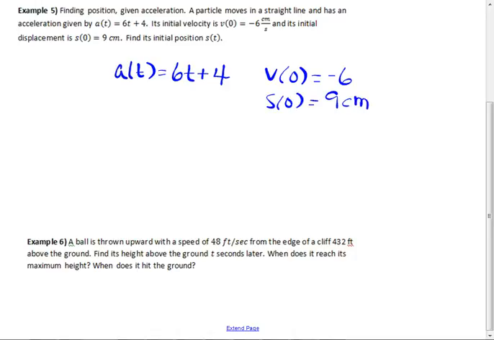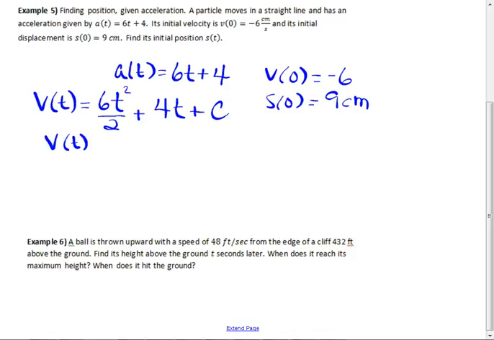Well, v of 0 is just really the first derivative, and you're given the second derivative. So to find v of t, we are going to find the antiderivative. So it's 6t, what's going to happen to t? Squared over 2 plus 4t plus some constant. Now, some of you want to use falling body, but that's only true if you have a constant acceleration. If you don't have a constant one, which we don't, then we have to do it this way. So I'm going to simplify that. v of t is equal to 3t squared plus 4t plus c.